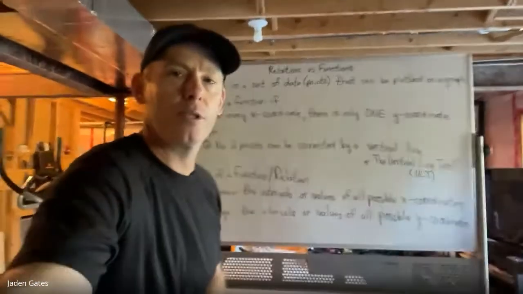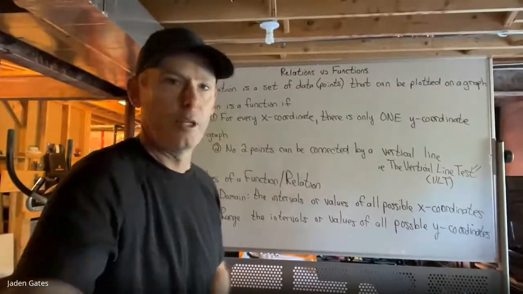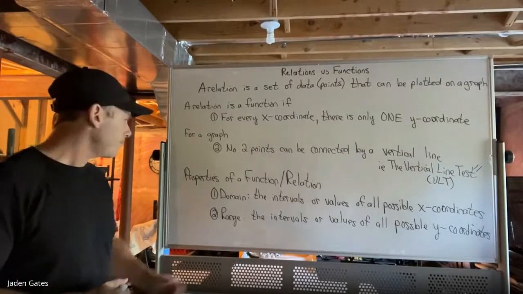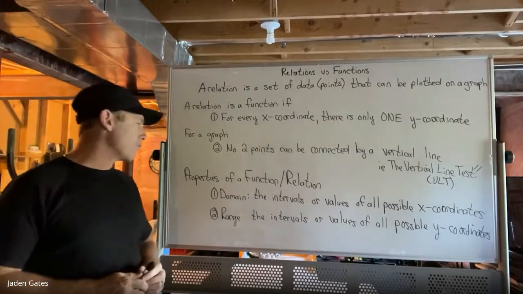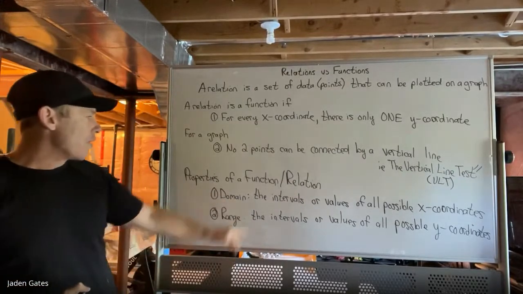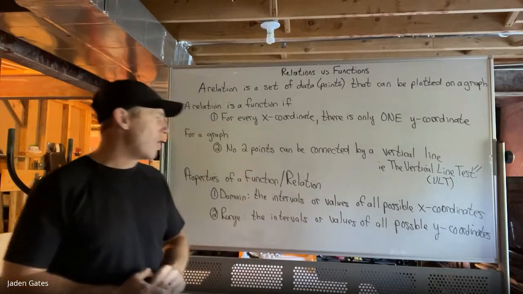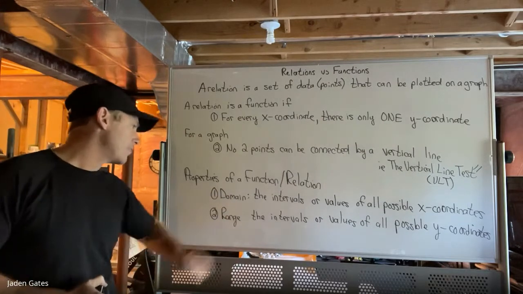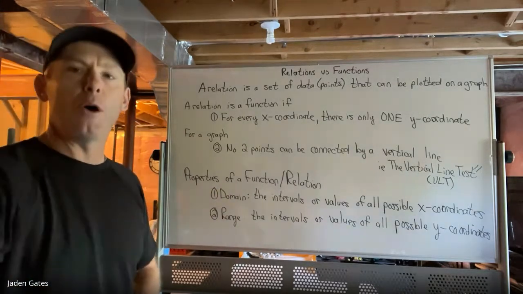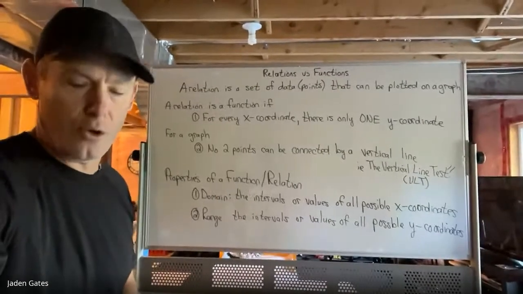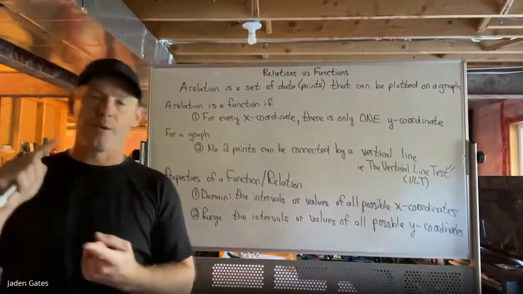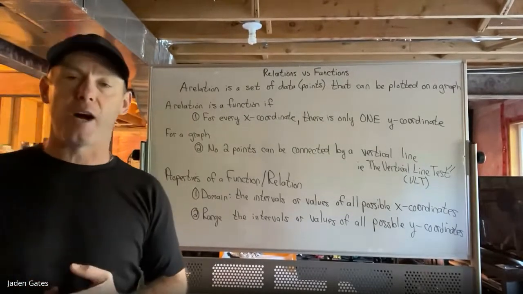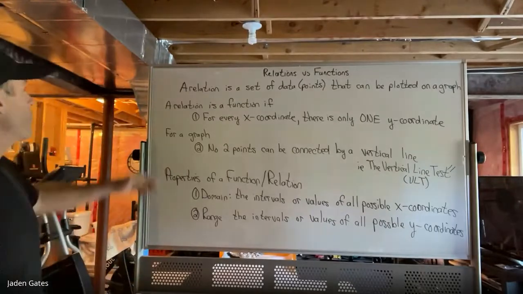All right, so let's tilt this a little bit. There we go. Now, the second thing we're going to do for both a relation and a function is find what's called the domain and range. The domain is the intervals or values of all possible x coordinates, where the range is basically the same thing, only we're talking about the intervals or values for all possible y coordinates. So for every question we're going to do, we'll get a relation, figure out whether it is a function or not, and then find the domain and range.